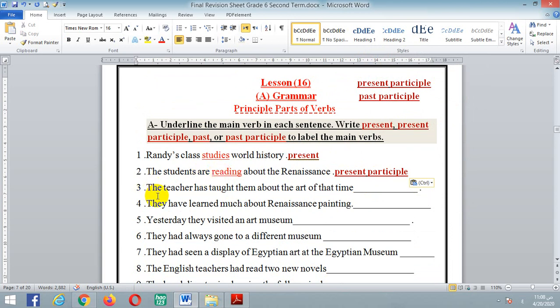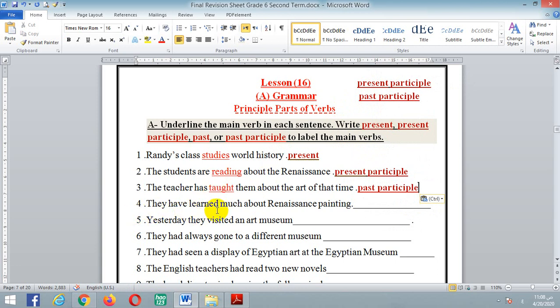Number three, the teacher has taught them about the history of that time. Here, where's the main verb? Helping verb is has. Main verb is taught. Yes, excellent. What tense is it? Yes, past participle. Why past participle? Because before it is has. So as we said before, has, have, had, plus past participle. Okay, so taught is past participle.